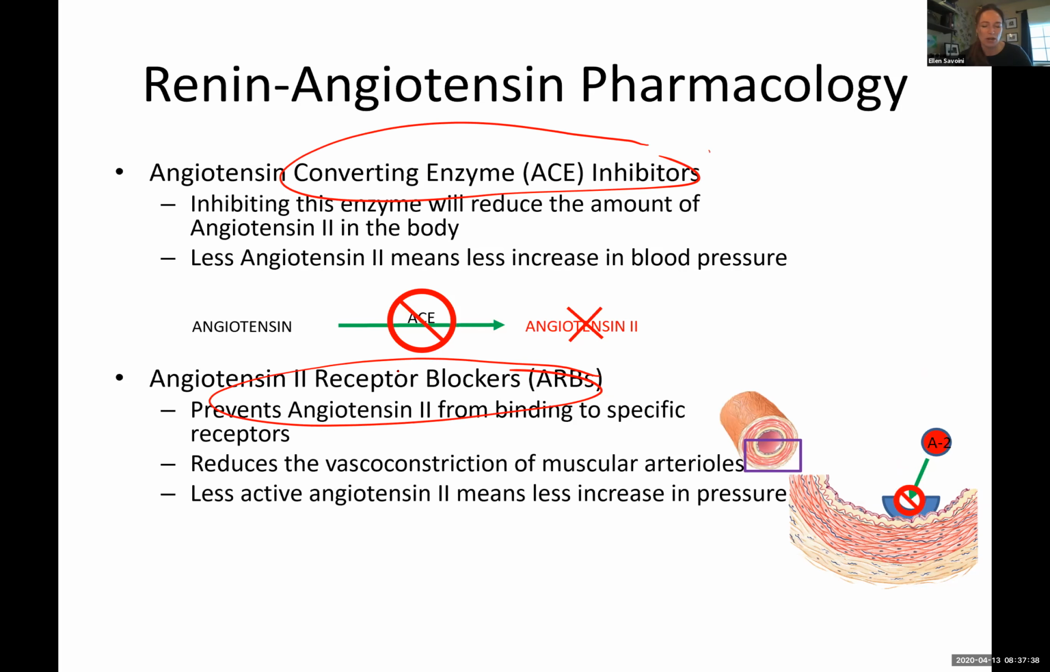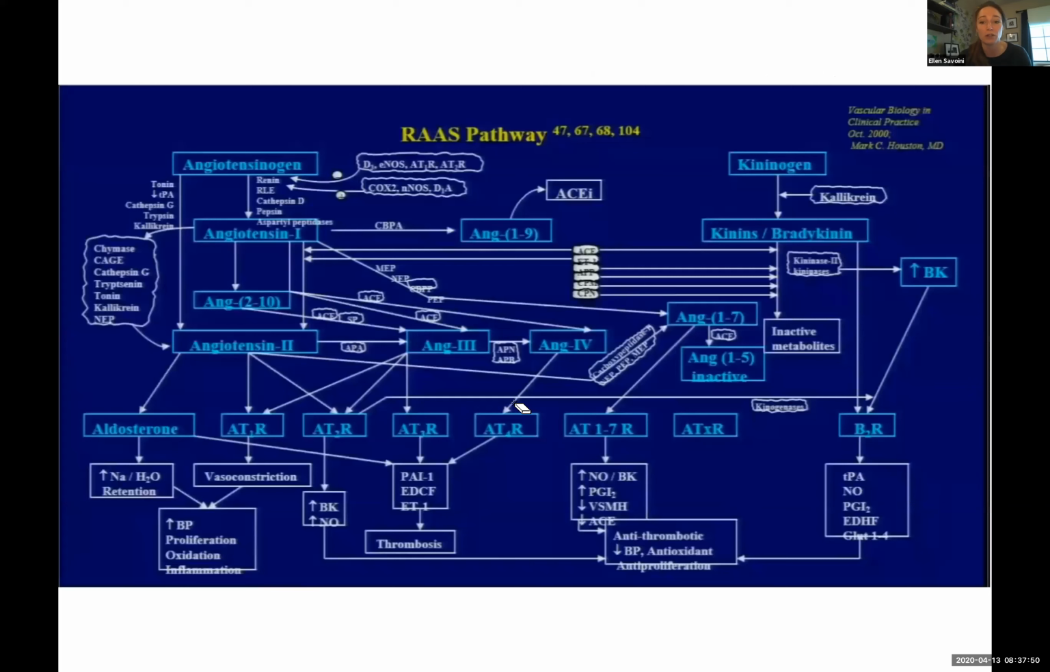But I did want to bring up to you, in light of our current situation, that the coronavirus, or COVID-19, actually functions through this. Before I go on, see this crazy slide, you don't have to know it for your class. I have to know it for a class I'm taking. But what I want you to see here is that angiotensin II actually functions through this AT1 receptor.